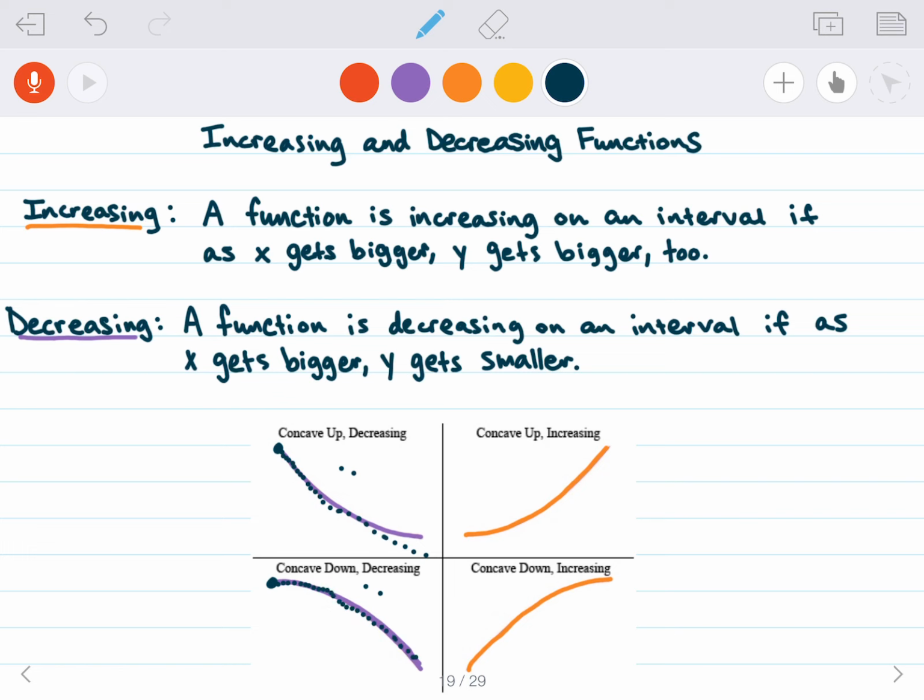It's decreasing. On the other hand, with increasing functions, we start at the leftmost point, and as x gets bigger and bigger, the height is also getting bigger. So the height is increasing as we move along. Same thing with this example down here. As x gets bigger and bigger, the height also increases.